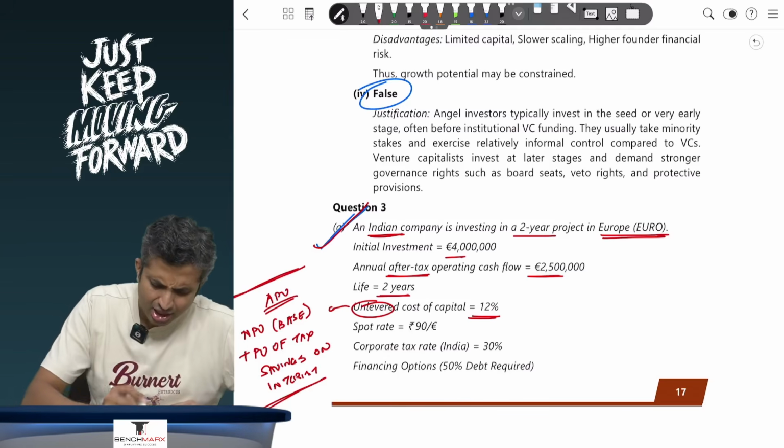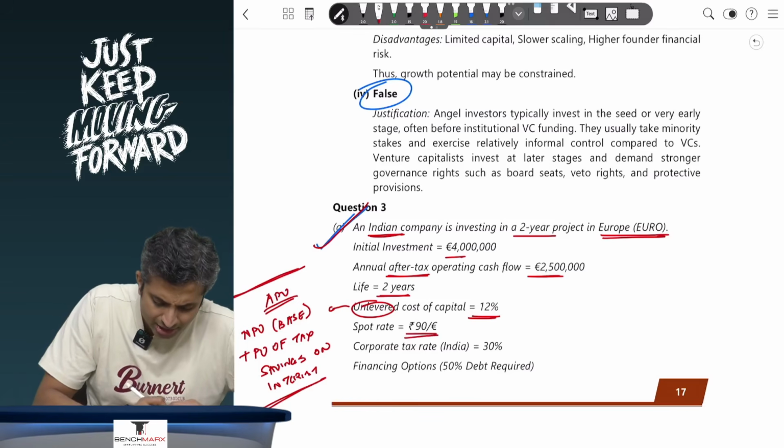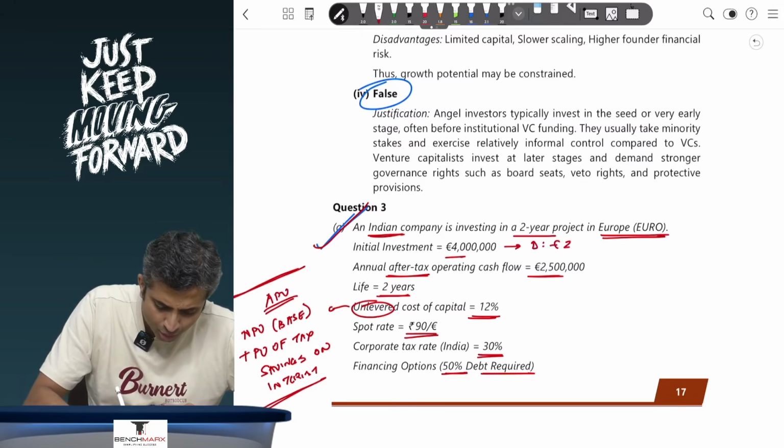So that is regarding certain brief background of adjusted present value. So the spot rate is around 90 per euro, and the corporate tax rate in India is 30%. Okay, financing options are 50% debt is required. So maybe out of the 4 million, maybe there will be a debt requirement of around 2 million.